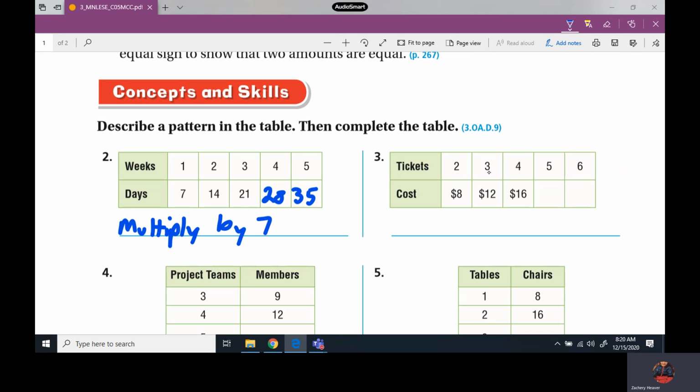1 is 4, 2 is 8, 3 is 12, 4 is 16. So they're counting by 4. So we're multiplying by 4. Multiply by 4. So it's 4, 8, 12, 16, 20, 24. And I'll put my little dollar sign up here.